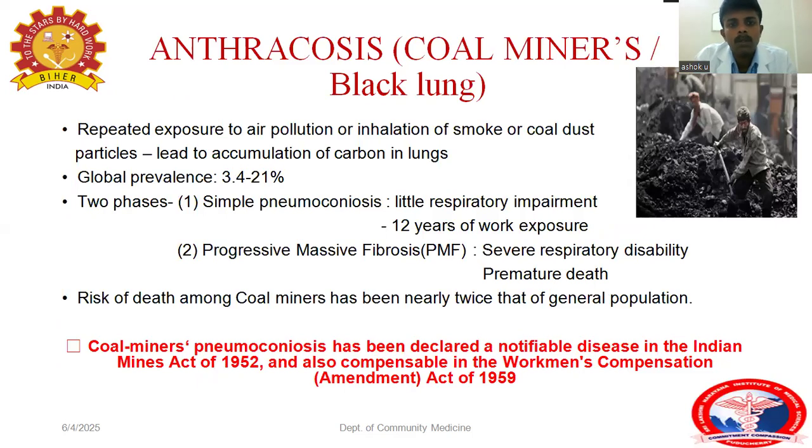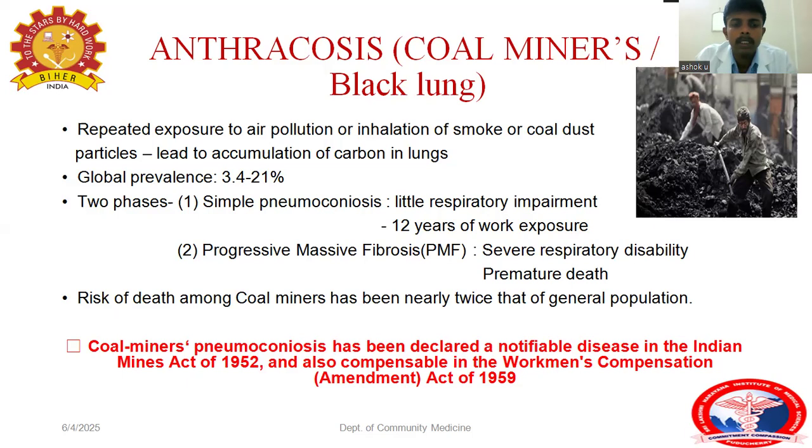So coming to anthracosis, that is coal miners' lung or black lung. This is nothing but repeated exposure to air pollution, inhalation of smoke and coal dust particles, leading to accumulation of carbon in the lungs. The global prevalence is roughly about 3.4 to 21%. There are two stages. One is simple pneumoconiosis, which is the earliest stage, with little respiratory impairment, and ideally this develops after 5 years of exposure.